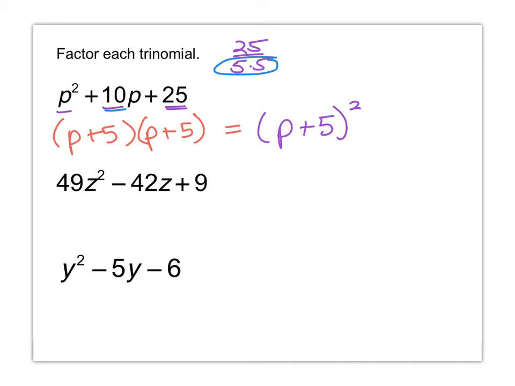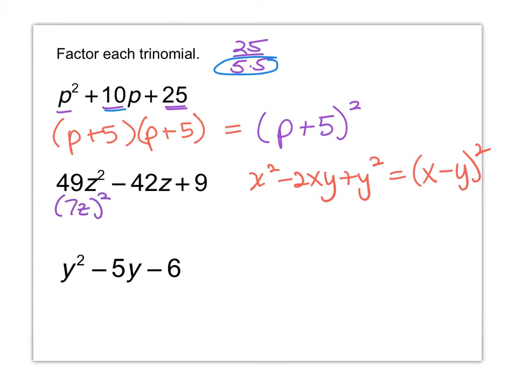This second example also looks like one of those perfect square trinomials. And recall, if we have x squared minus 2xy plus y squared, this is considered a perfect square trinomial that can be written as (x minus y) squared. So we can write 49z squared as (7z) to the second power. That's a perfect square. The last term, 9, can be written as 3 squared.